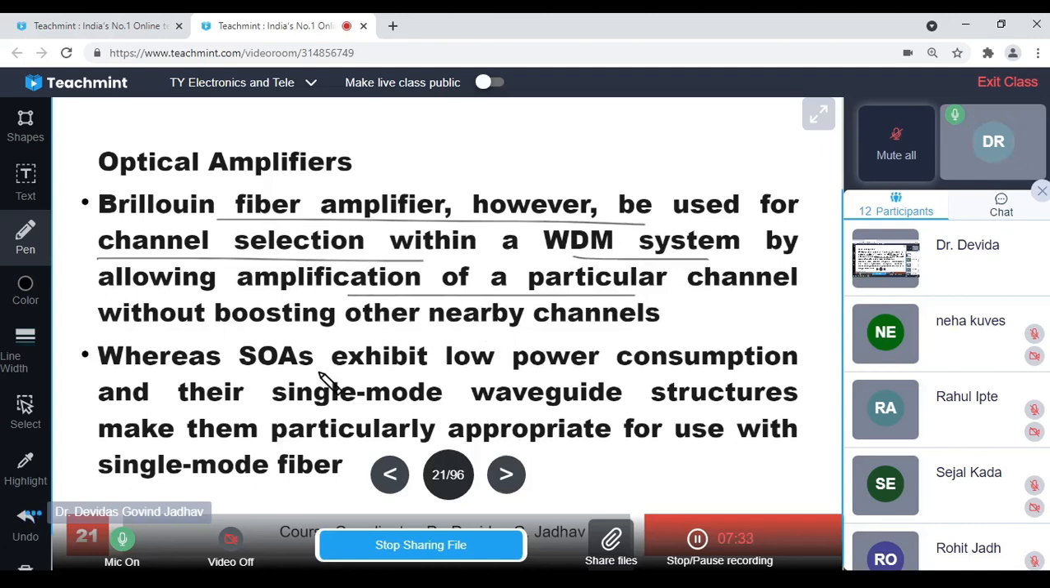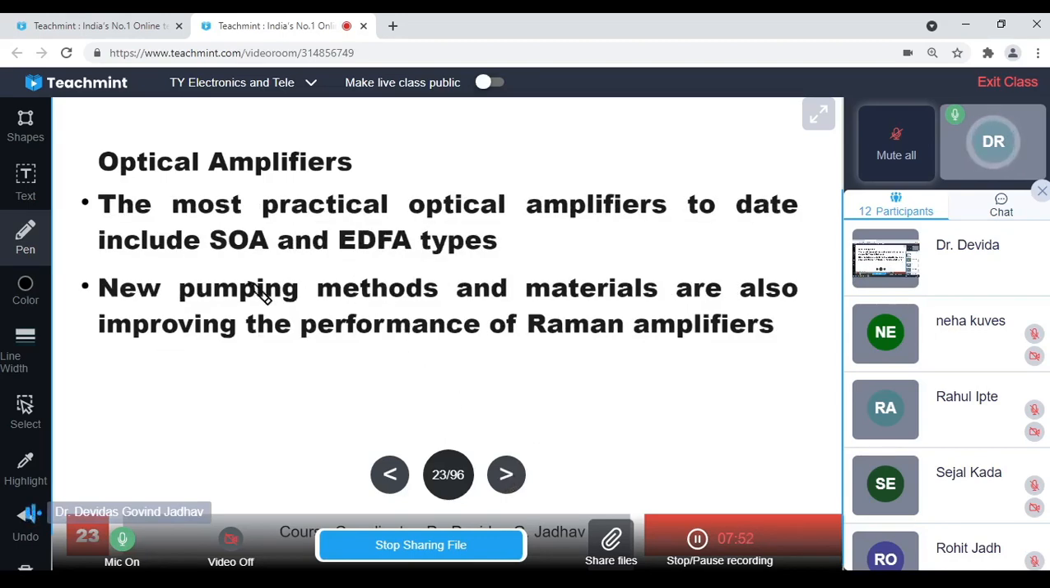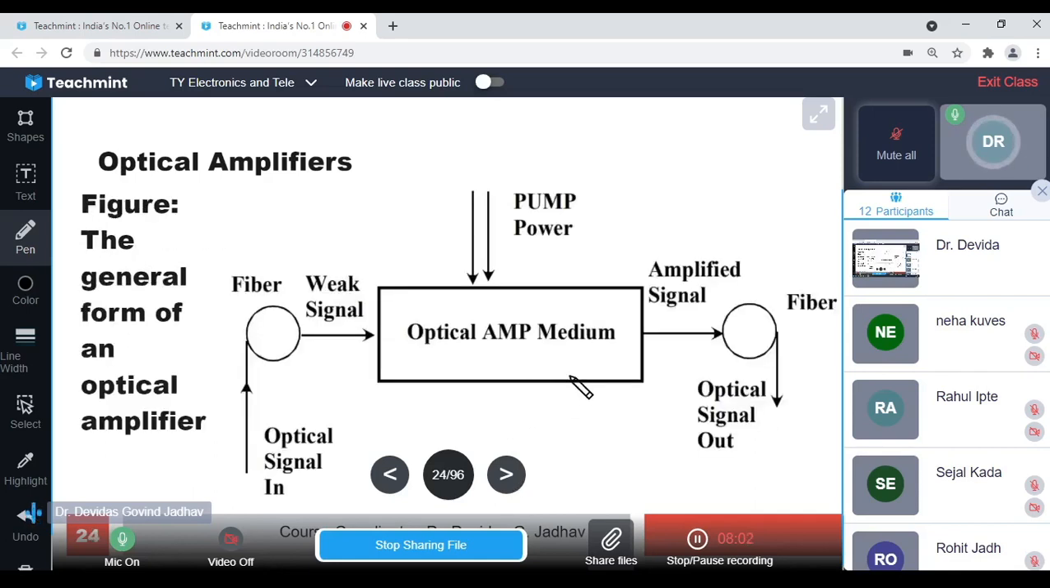But SOA has low power consumption, which is beneficial. The SOA amplifier presents fewer problems, like compatibility in line interconnection with the optical fibers, and SOA presents a more developed amplifier of generic type. Research is also going on. The most practical amplifiers include SOA and EDFA. The new pumping methods and materials are also improving in the Raman amplifiers. So research is going on.